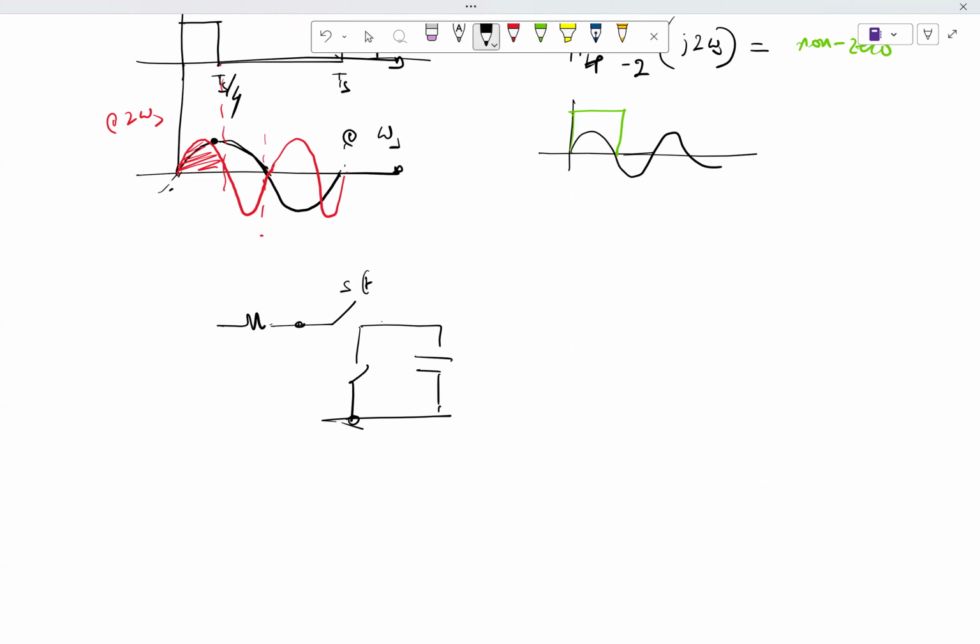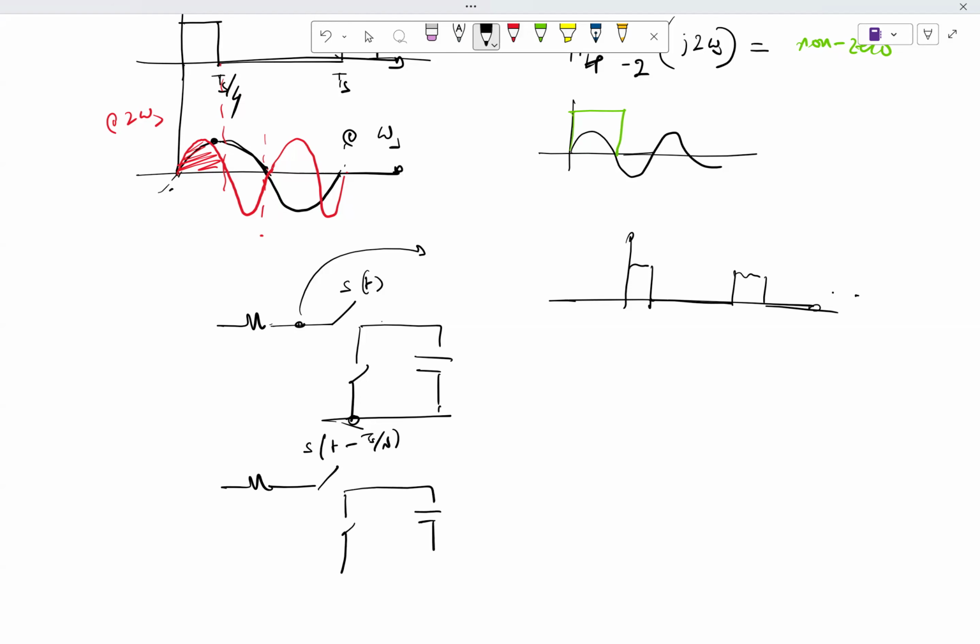So this is s of t. What does the signal here look like? It will look like when s of t is high, I'm going to get something, then it goes to 0, and then something goes to 0, and so on. Correct? The next one is s of t minus Ts by N. What does it look like? The same signal, it will be shifted.